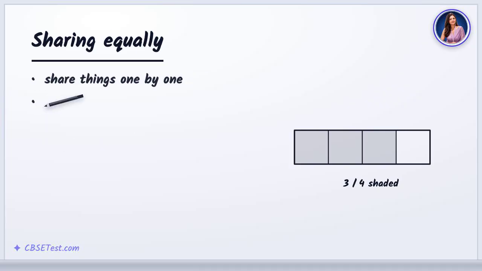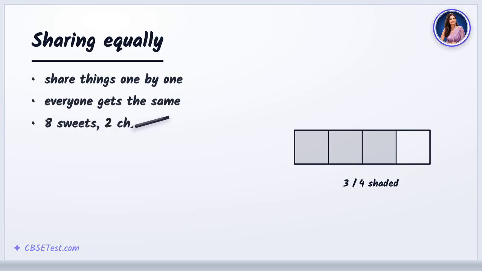When we share equally, everyone gets the same amount. 8 sweets shared between 2 children is 4 each.